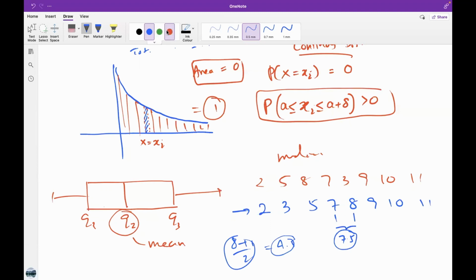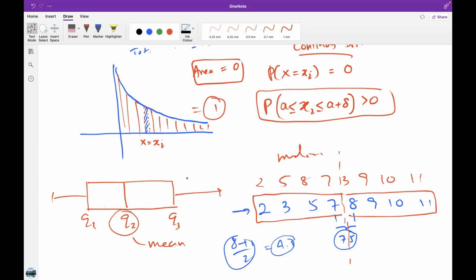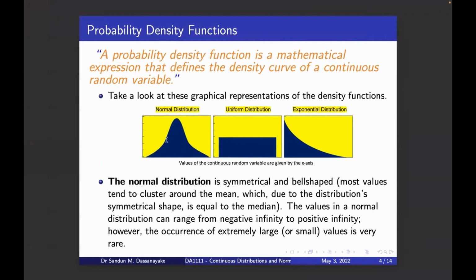And the idea is that when we take 7.5, we symmetrically divide this data set into two halves. So we have 4 numbers here and 4 numbers here. So that's the idea of a median. And because of the symmetrical nature of a normal distribution like this, it divides the distribution into two halves. And because of the symmetry, the mean and the median overlap on the same axis.